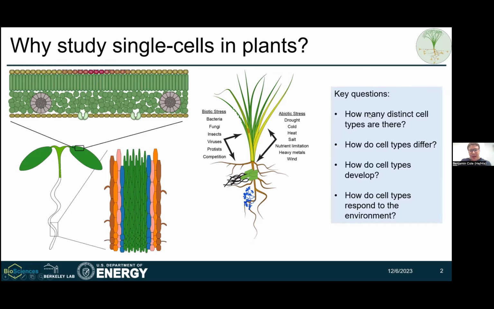So, I like to think about these key questions for our group: how many cell types are there in plants? They've been described anatomically, but are there more that we aren't really understanding? How do they develop? How do they respond to the environment? And how are they specified?